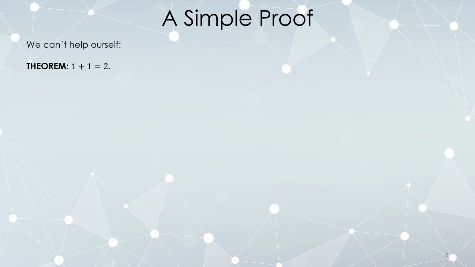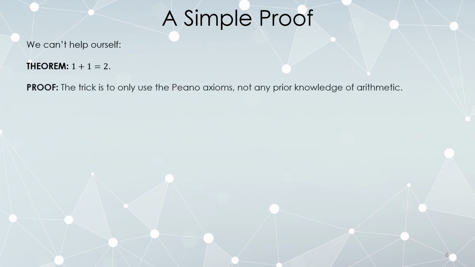So if I take the natural number 1 and the natural number 1 and I feed them into this plus function, what do I get out? It's going to be 2, and we're going to be able to prove it only using those 12 axioms. So we're going to have to restrict our existing knowledge. Now 1 was defined to be the successor of 0. So 1 plus 1 must be 1 plus the successor of 0.